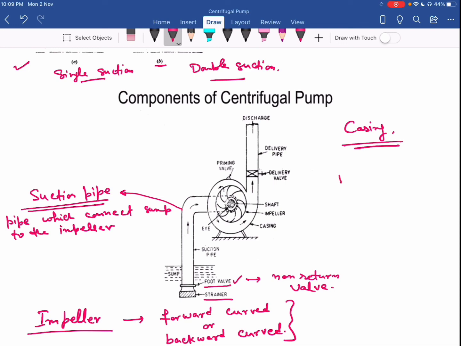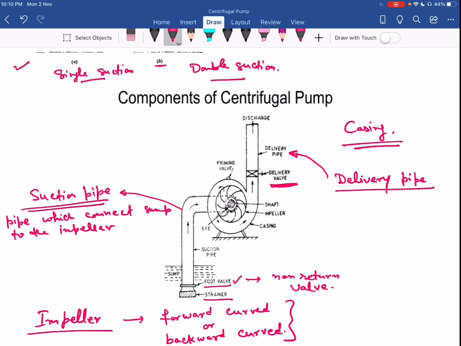Another component is the delivery pipe. This is the pipe which raises the water from the outlet of the pump to the required height. To control the discharge through this delivery pipe, we can use a delivery valve over there.